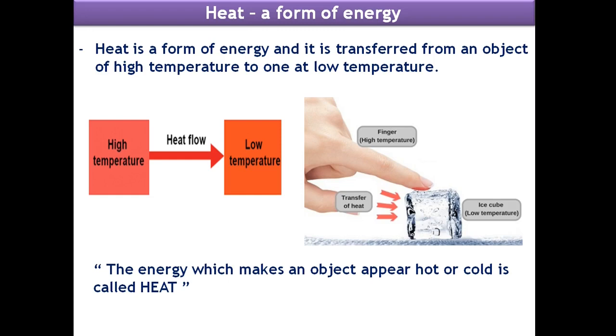When we stand in the sun or near a fire, heat energy enters our body and we feel hot, because heat is transferred from high temperature to low temperature, from the sun or from the fire, into our body. Similarly, when we put a piece of ice on our palm, heat energy moves from our body to the piece of ice. That is why we feel cold.